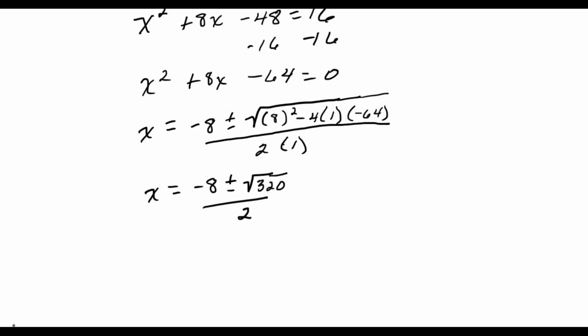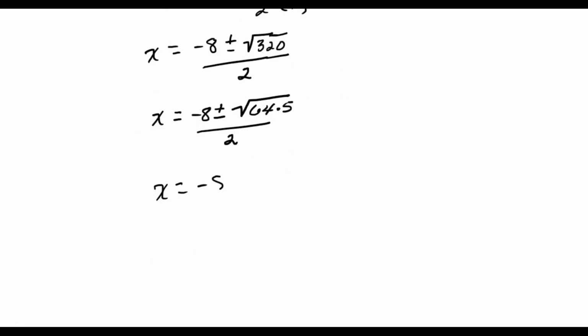Divided by 2. Now 320 is not a perfect square, so we have to find the biggest perfect square that goes into 320, and that's going to be 64. The square root of 64 is 8. So from here I'm looking at these 3 numbers to find the greatest common factor, and all of those numbers are divisible by 2, so divide everything by 2. And I get -4 plus or minus 4 times the square root of 5. My denominator would be 1, and I really don't need that 1 there, so I'm done.